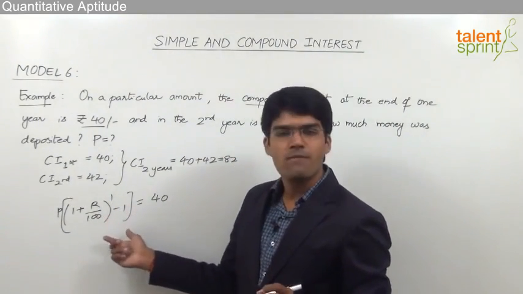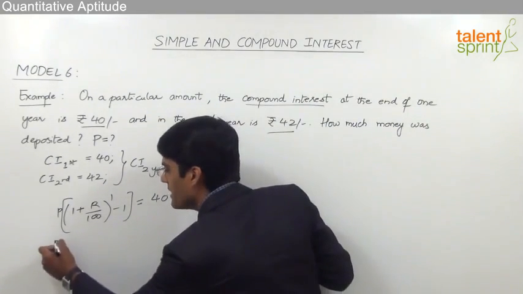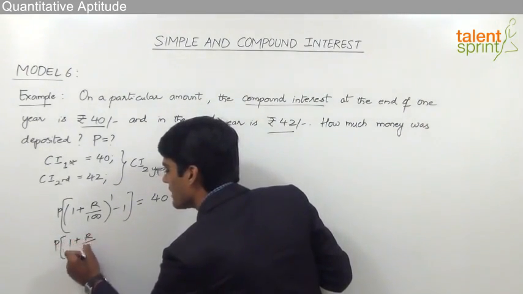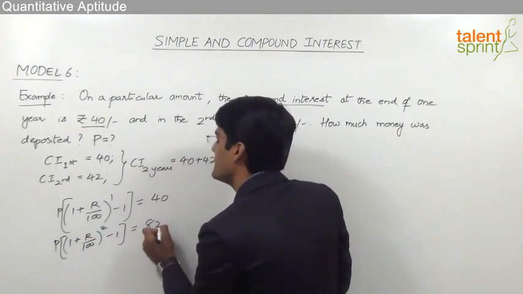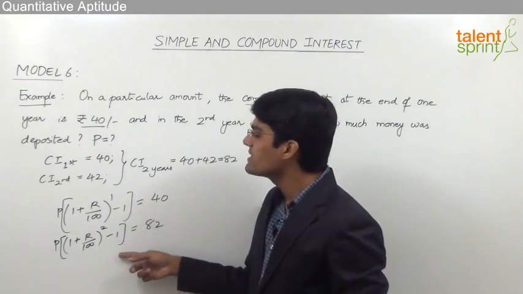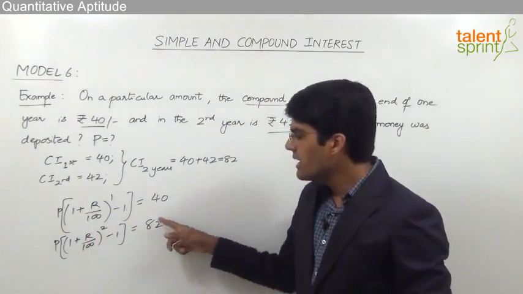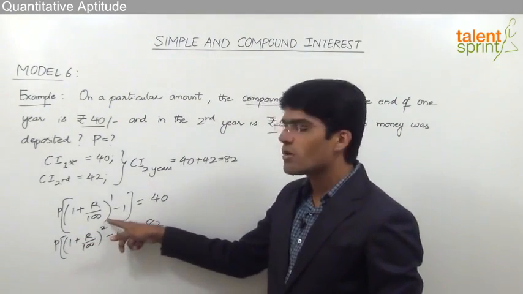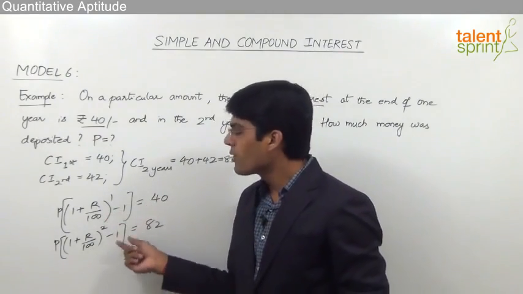Similarly, let us use the same formula for compound interest for 2 years. So we can say that P into (1 plus R by 100) whole power 2 minus 1 would be equal to 82. So these are the two equations that we have. P into (1 plus R by 100) whole power 1 minus 1 is 40 and P into (1 plus R by 100) whole power 2 minus 1 is equal to 82. So compound interest for 1 year and compound interest for 2 years.